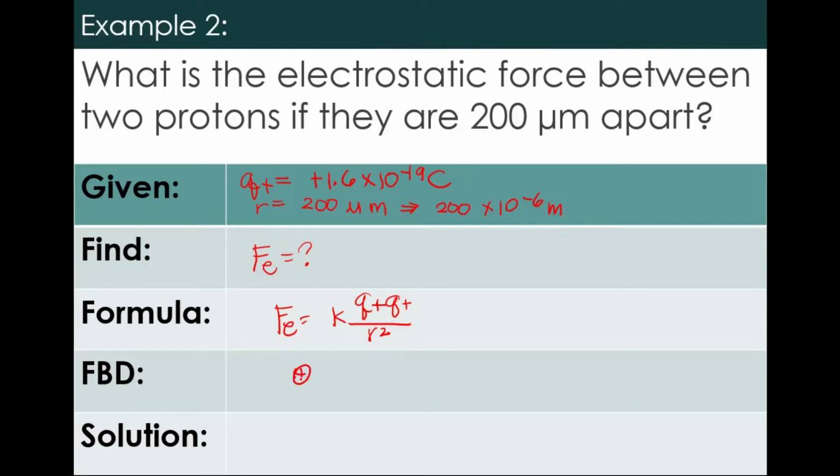positive, then another positive, and the distance between them is 200 times 10 to negative 6 meter. Okay, we try for the solution. That's fine, it just fits. So, Fe, we have K Q positive over R squared.